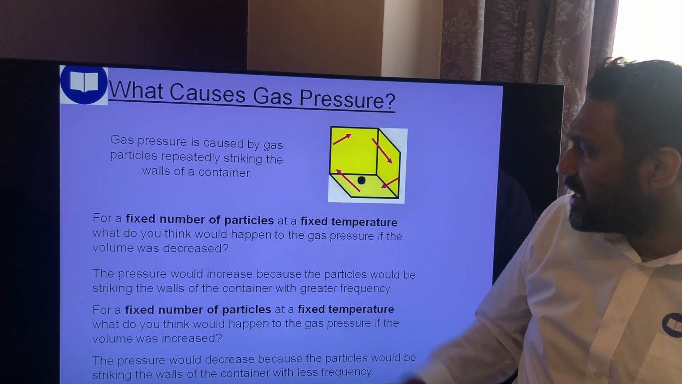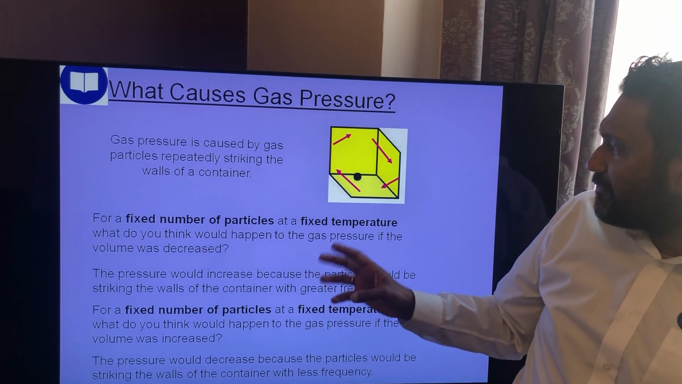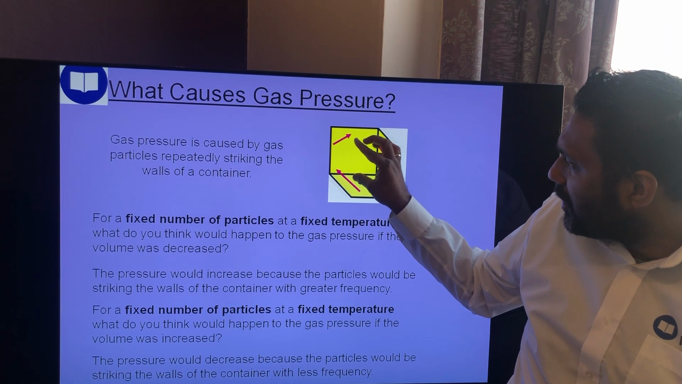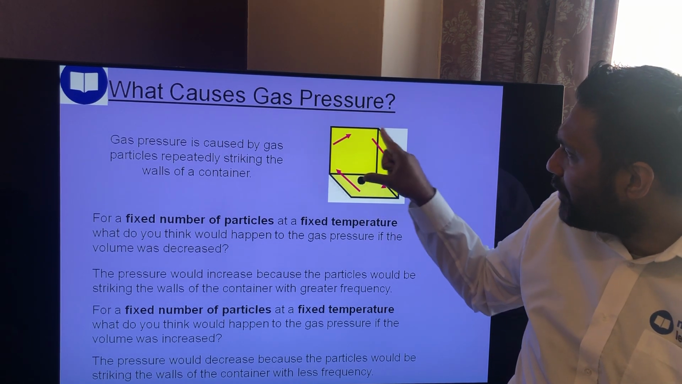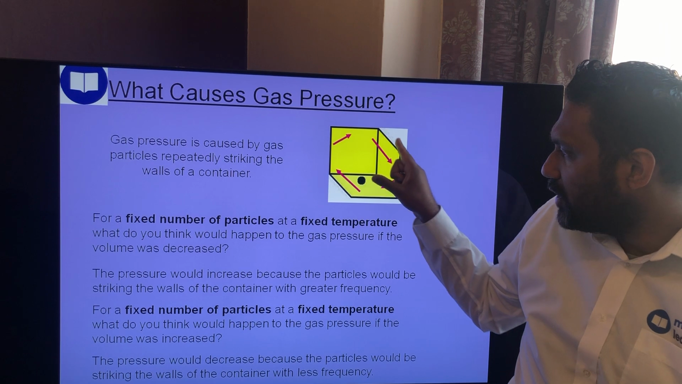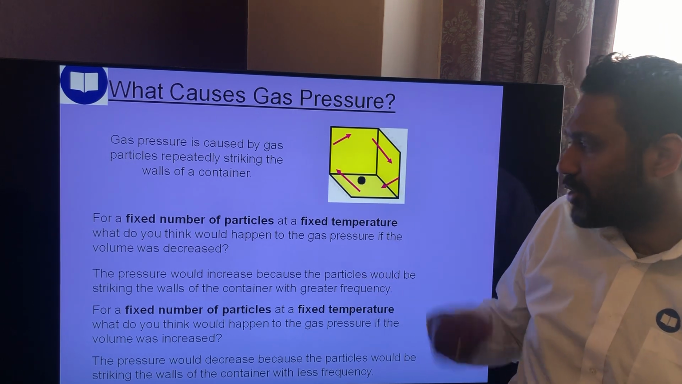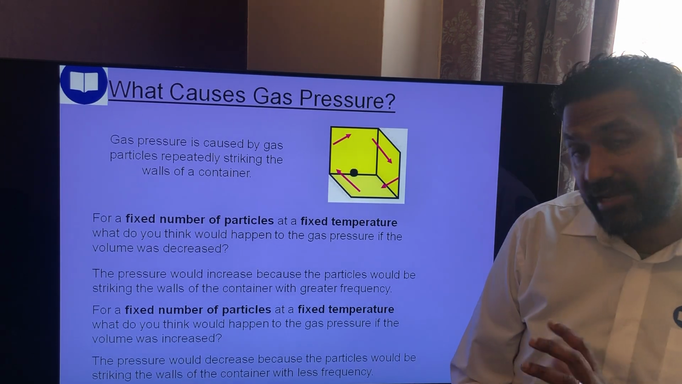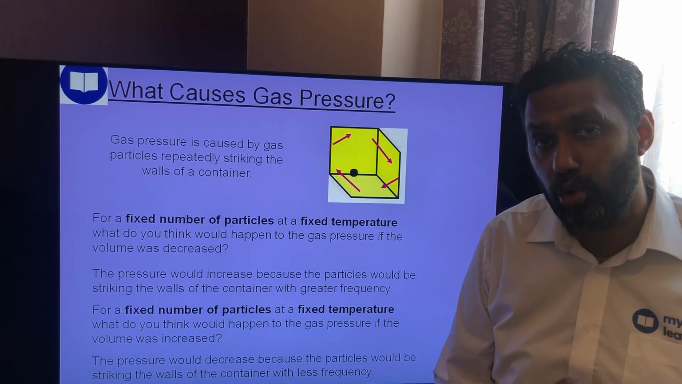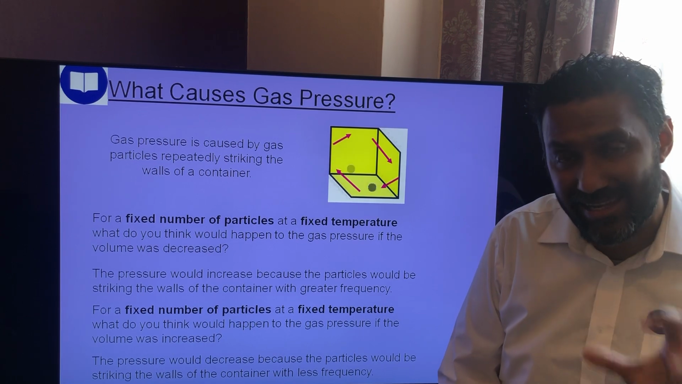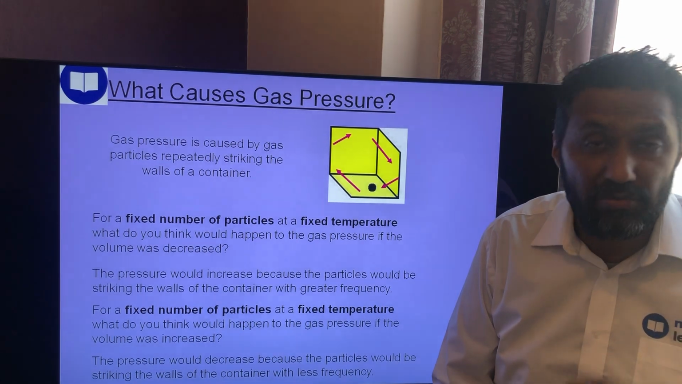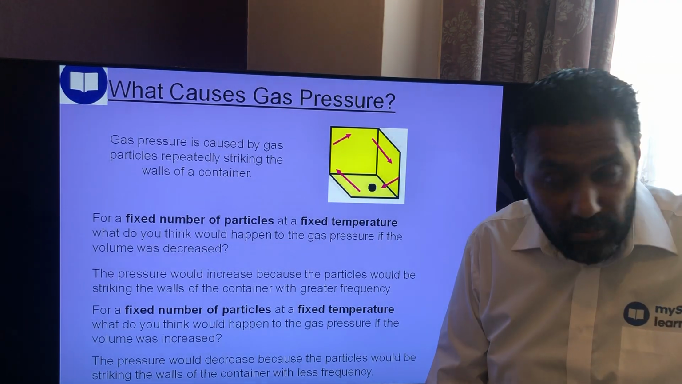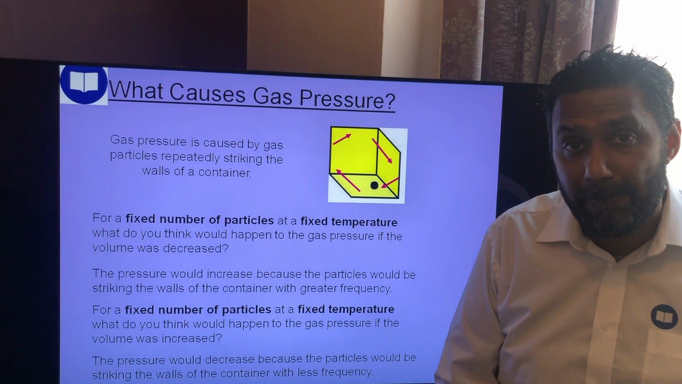But if I wanted to decrease the volume, if I made the volume less, what would happen to the pressure? Well, if I made the walls come in closer, that ball will bounce around quicker because it's got less distance to go. What's going to happen to the pressure? Well, the pressure is going to increase. And this is what we're going to move on to now. The idea, first of all, is that the gas pressure is caused by the movement of gas particles inside a given container. The faster they move, the greater the pressure, because they have more kinetic energy, they'll hit the sides with more force, therefore there'll be greater pressure.